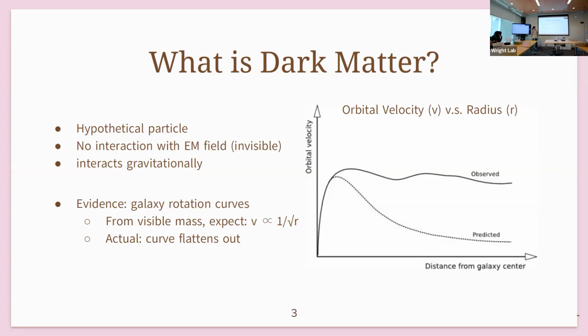Well, one piece of evidence is galaxy rotation curves. On the right here, I have a graph of the orbital velocity v of stars versus their radius from the galaxy center. From the visible disk of a galaxy, we can expect that v is proportional to 1 over square root r, which is that dotted line. However, in reality, we measure v to have a relationship with r more like that solid line, which is flat after a certain value of r. Because these two curves are different, we can conclude that the visible mass of a galaxy's disk is not the actual mass of the galaxy, meaning that there is invisible mass.